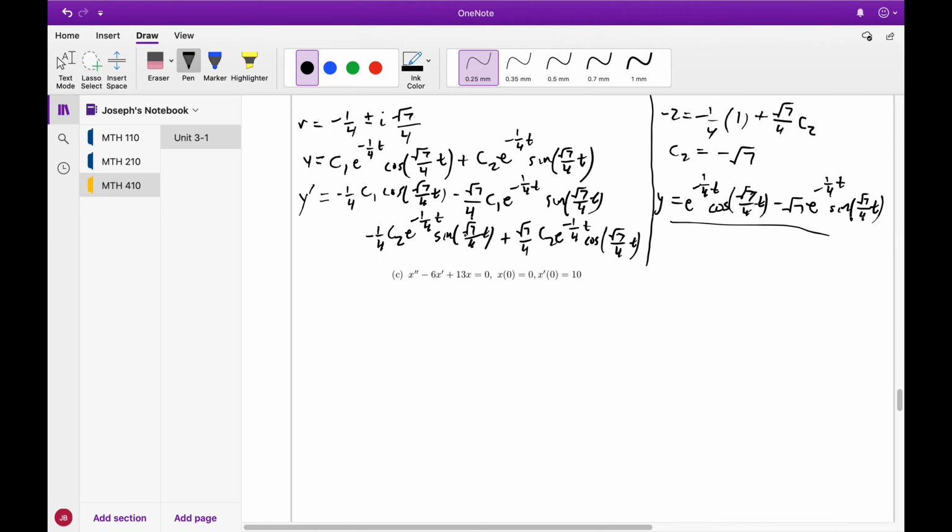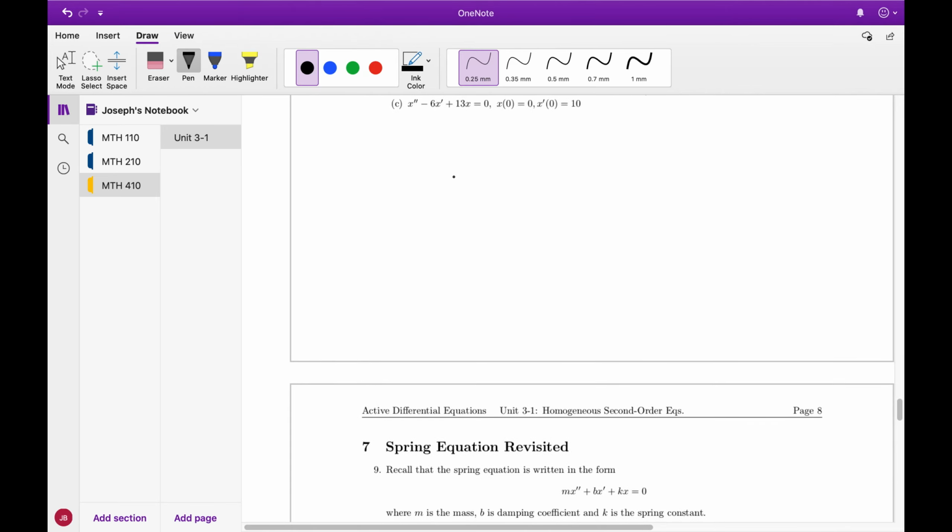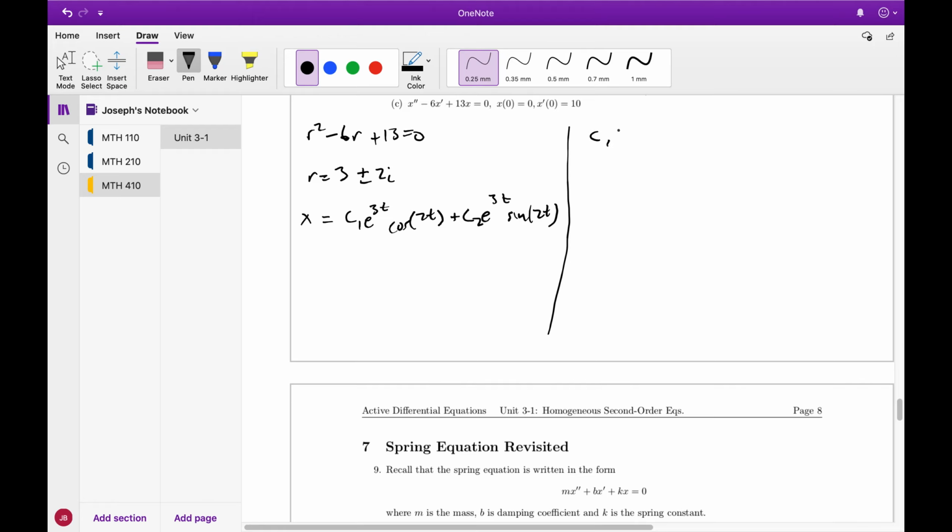All right, and the final example for this video coming down here. I think our characteristic polynomial is going to be r squared minus 6r plus 13 equals 0, the roots of which are going to be 3 plus or minus 2i. I'll let you verify that using quadratic formula. So x is going to be c1 e to the 3t cos 2t plus c2 e to the 3t sine 2t. I'll let you find x prime, but I'll tell you right now that c1 is going to be 0.